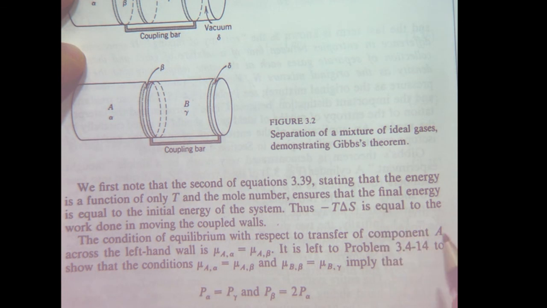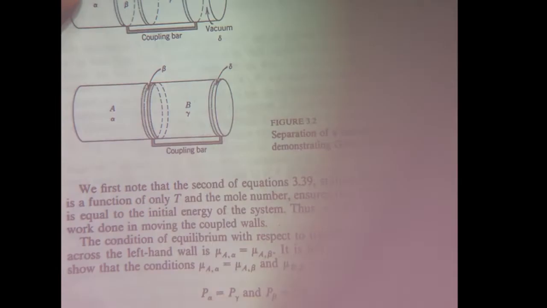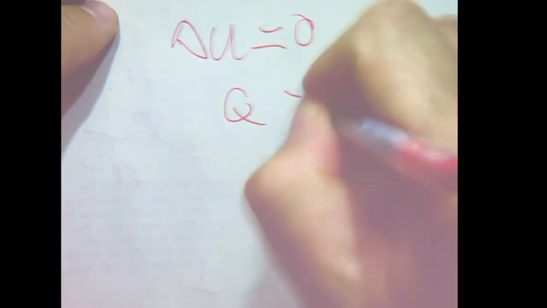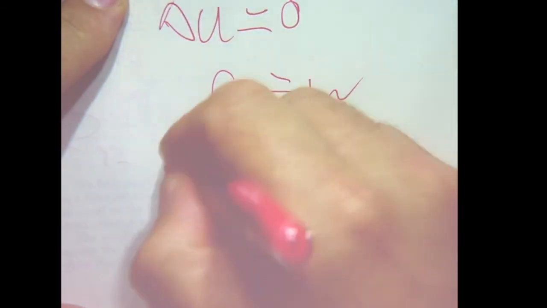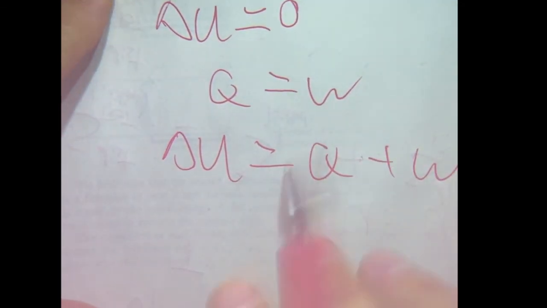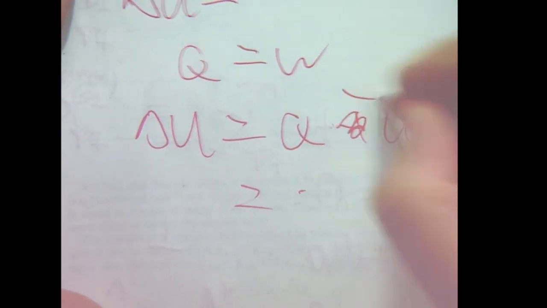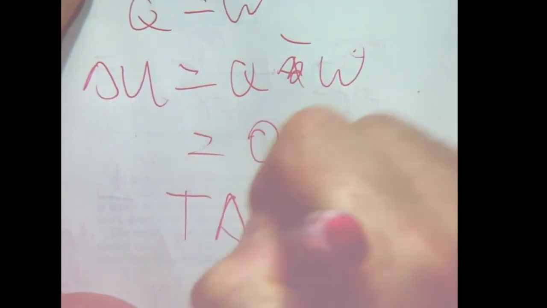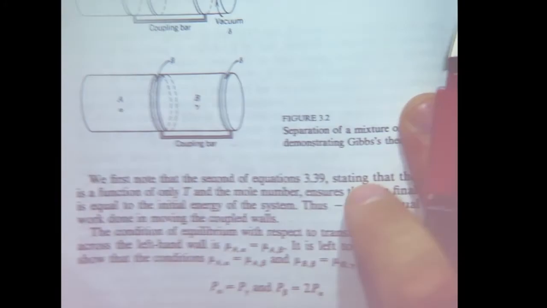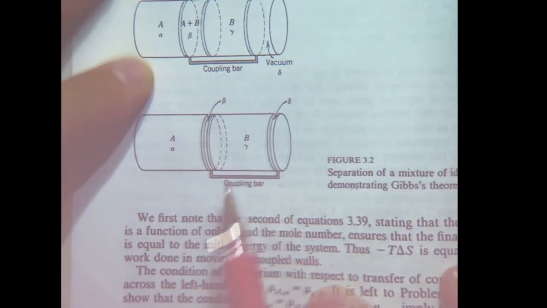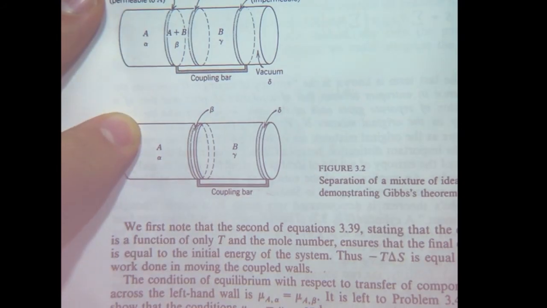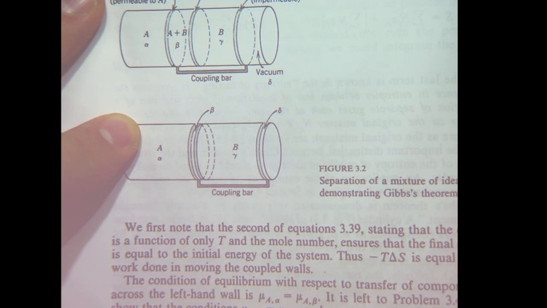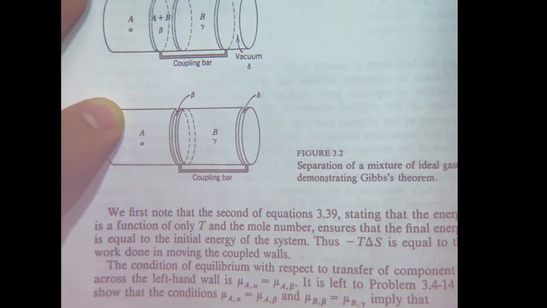So that means that if delta U equals 0, then Q equals W. Delta U equals Q plus W, that is 0, so Q equals W. And the Q is T delta S. There's a change in entropy in this process from there to there, equal to delta S. You multiply delta S by the temperature, which is constant, you get T delta S, and that must equal the work done in this process. T delta S equals the work done.